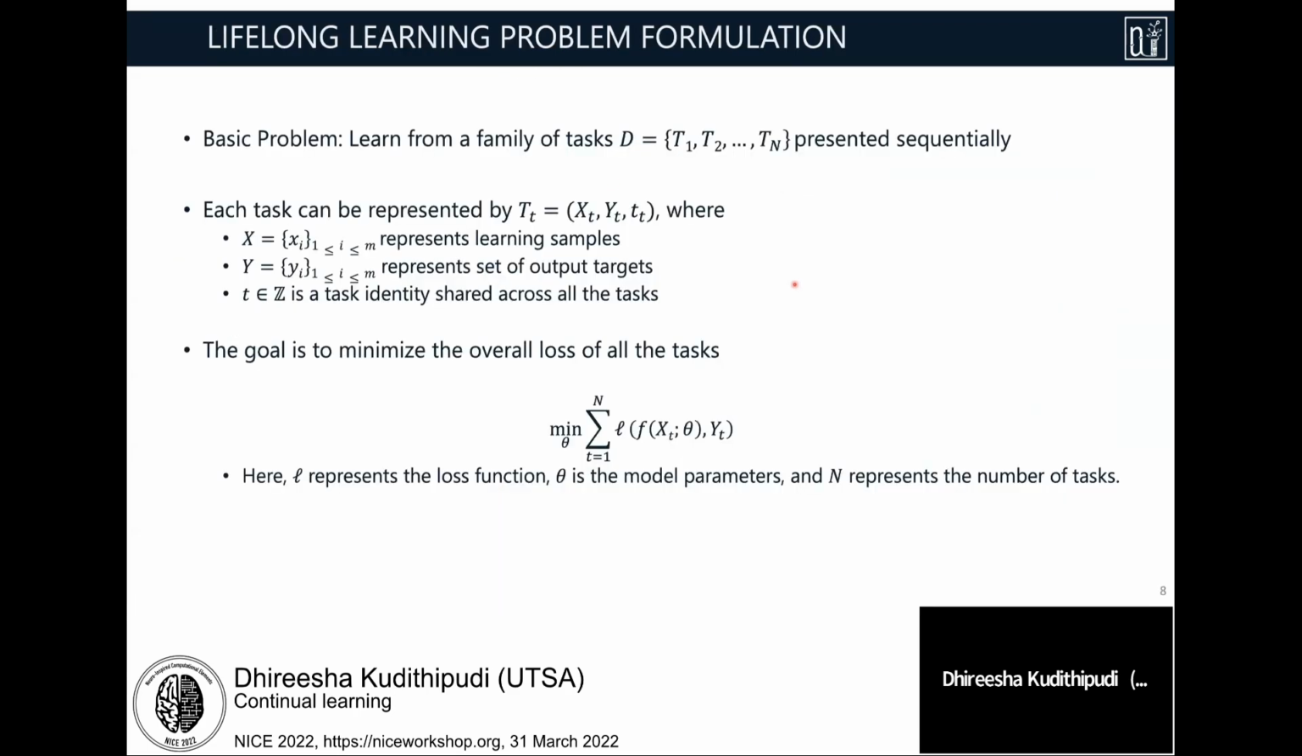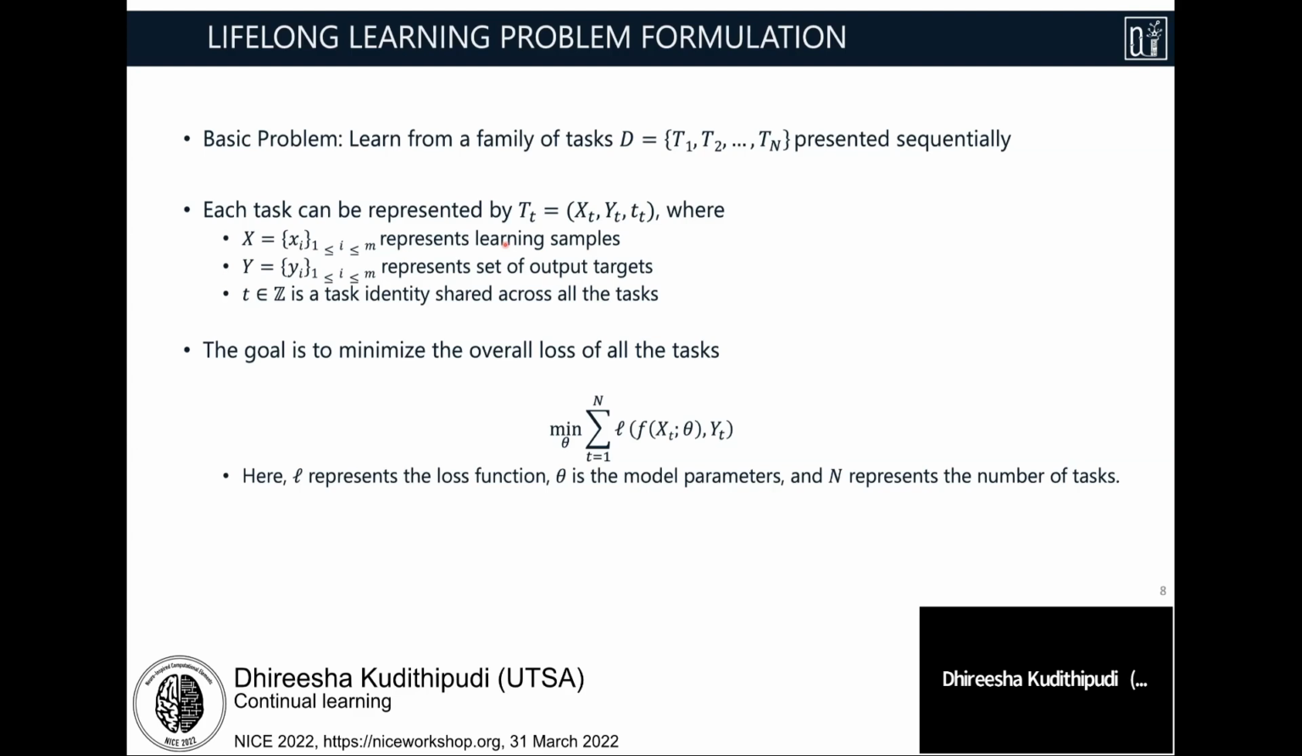So if we have to formulate this problem, the model should be able to learn from a family of tasks, where each task is represented as T here and presented sequentially, and X represents the learning samples, and Y here is the output targets, and T is a task identity that is shared across all tasks. And our goal here is to minimize the overall loss across all these tasks. So obviously, it's not a trivial challenge to design a system with all these features and able to learn continuously through its lifetime.